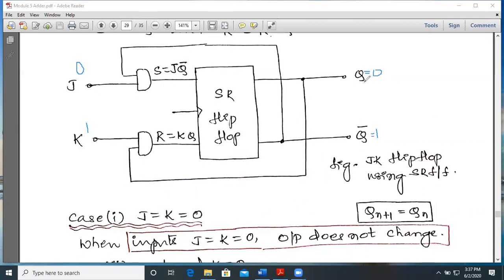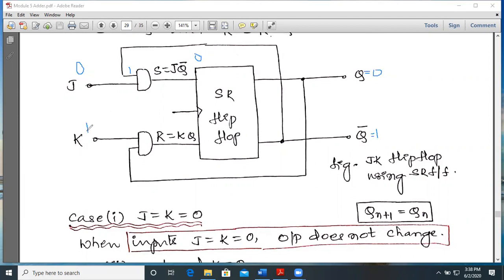So when Q is 0, but Q bar is 1, with this Q bar equal to 1, here it is 1. When any one of the inputs is 0, obviously we'll get S as 0 over here, right? So S is 0. What about R?